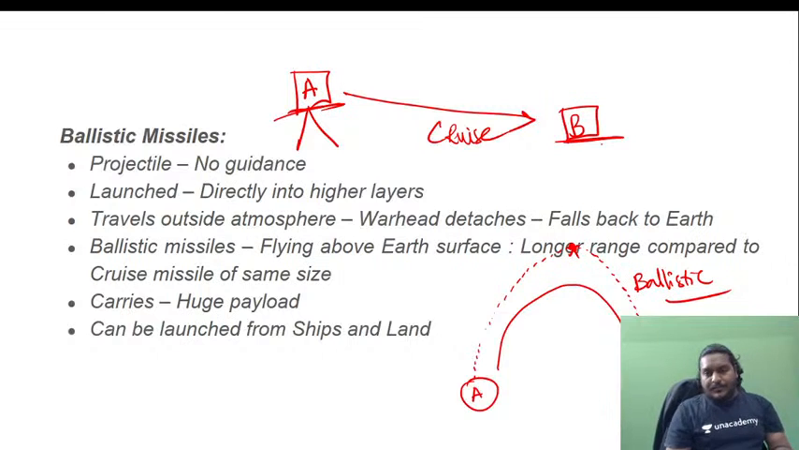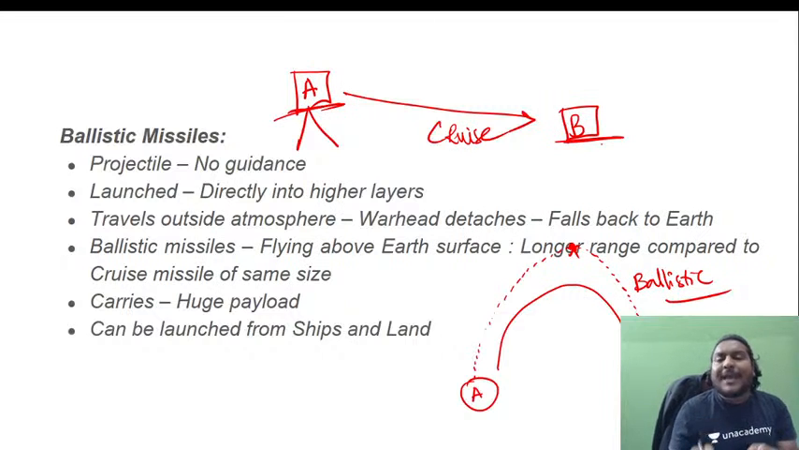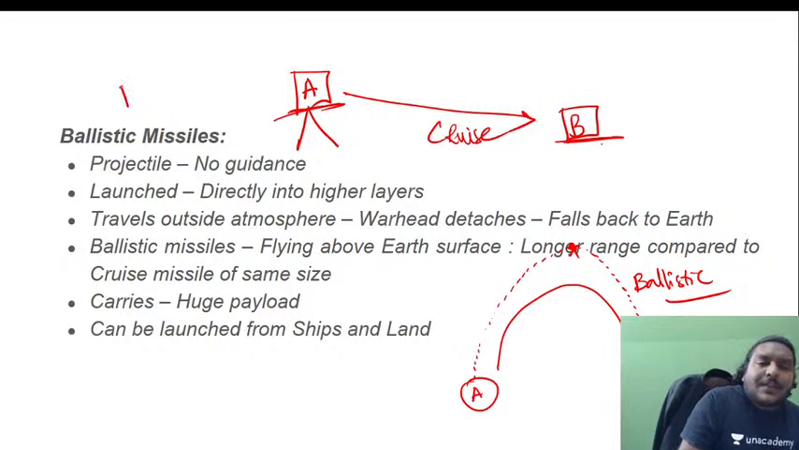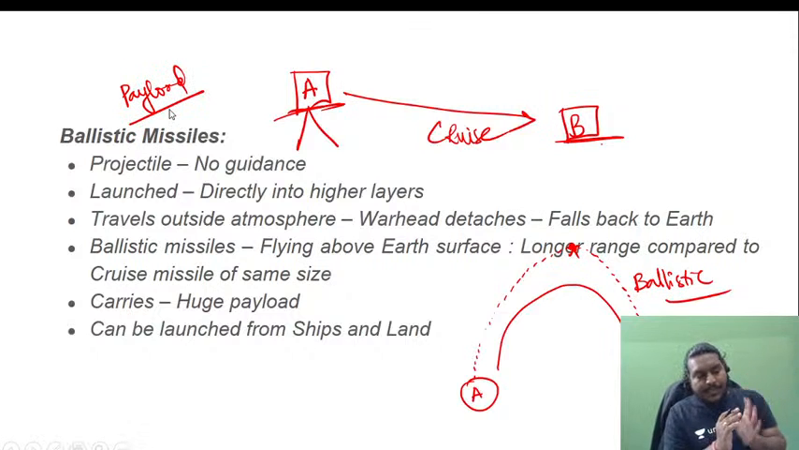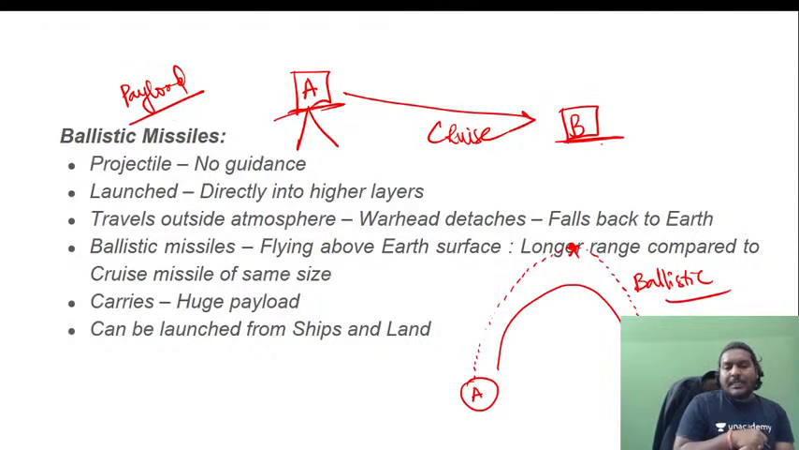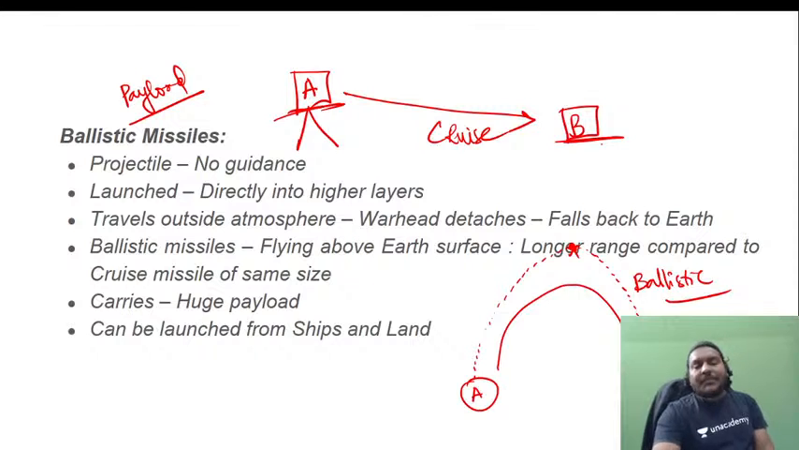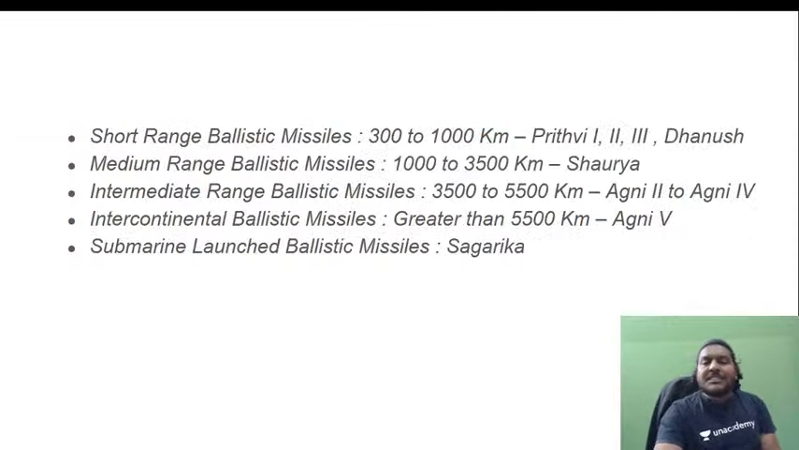And now, what is the difference between this? Is it really advantageous compared to the cruise missiles? The good thing that you have when it comes to ballistic missiles is this: it can take a warhead of a very huge and heavy payload. Number one, it could take a very huge payload, and it could be launched from the ships, it could be launched from the land also. That is something which could be done when it comes to the ballistic missiles.